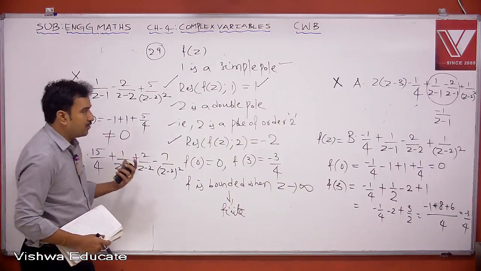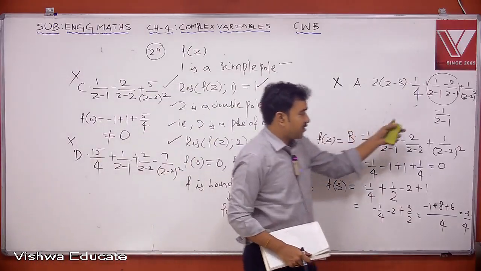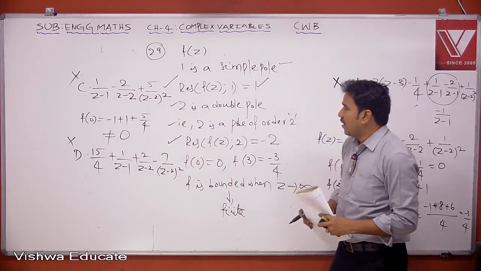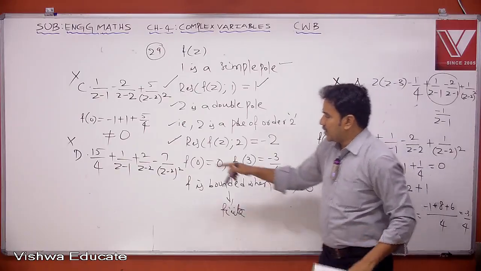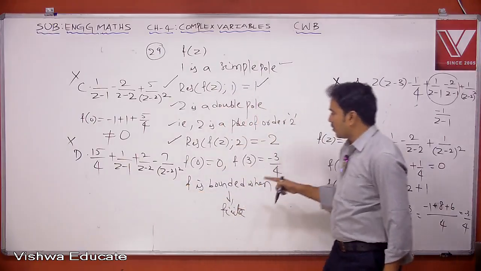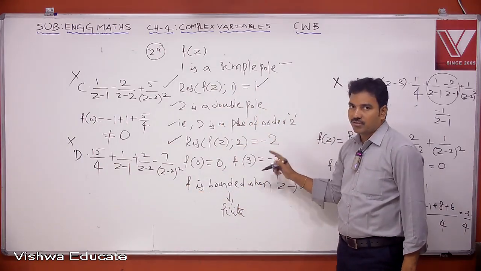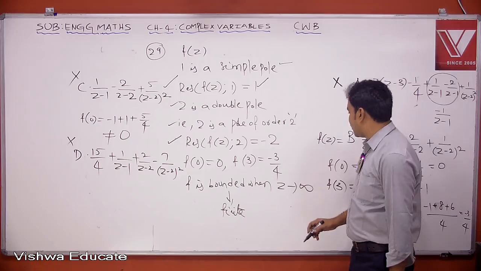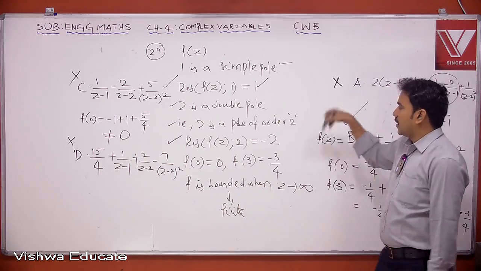So A is wrong because of residue. C is wrong because it does not satisfy f of 0 equal to 0. D is wrong because it does not satisfy residue at 2 equal to minus 2. Therefore option B is the right answer. Note these points.